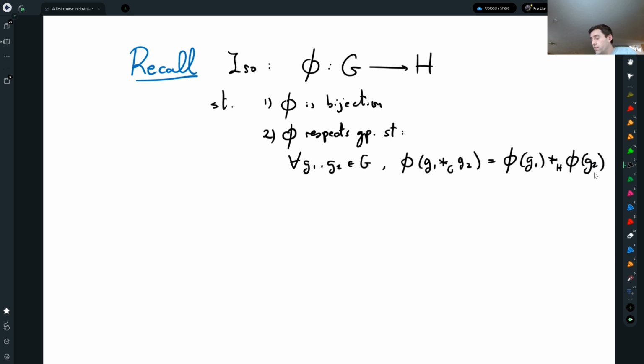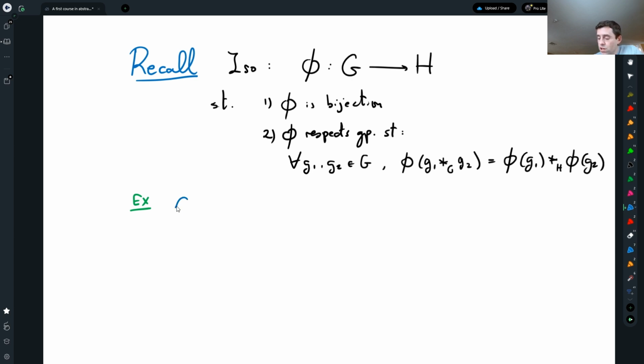And these are very important maps, as we saw, because they allow us to compare groups to see when two groups are essentially the same group. But there are maps that respect the group structure and are not bijections, that still give us a lot of very useful information about how two groups are similar. Let me start with an example that we saw, an example of a group isomorphism.